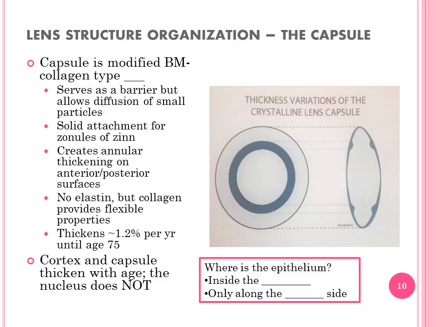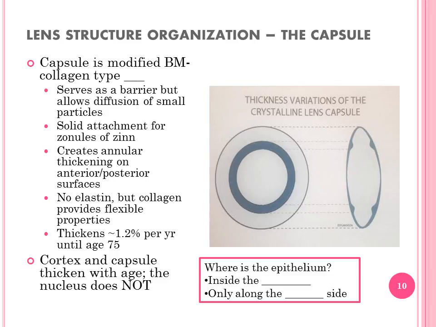The functions of the capsule: it serves as a barrier, but it does allow diffusion of small particles because, like we said, the lens is avascular. It needs to get things in and out. It serves as a solid attachment for the zonules of Zinn. Again, that's the same thing as the zonular fibers, the suspensory ligaments, the zonules. It's all the same thing. It creates annular thickening on the anterior and posterior surfaces. It doesn't have elastin, but the collagen is what provides flexible properties, so when it accommodates, it can thicken and flatten and all this and that.